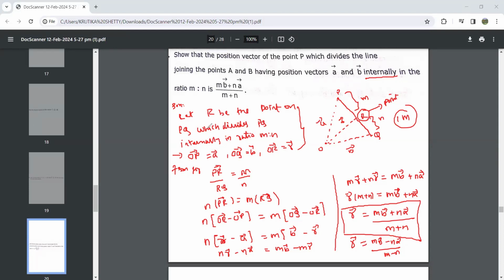Either the question will be asked for 2 marks or for 3 marks. If they ask only the internal division, it will be asked for 2 marks. And if they ask both the internal and external point, then it will be asked for 3 marks. So we'll discuss it.